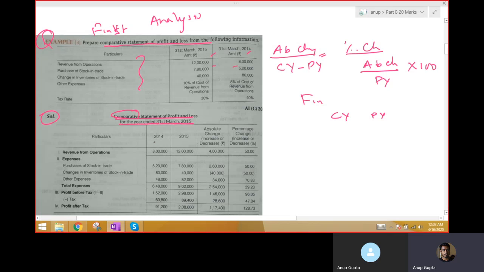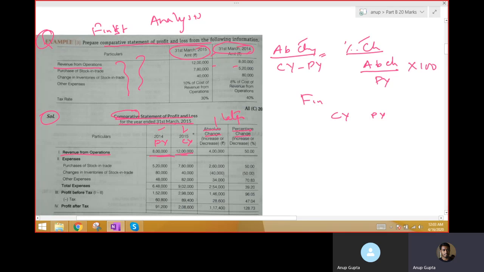So for that purpose, we record the previous year first and then the current year. We write the previous year data, 31st March 2014, first and the current year data in the next column. Then we add two more columns, like I said, absolute change and percentage change. Once the format is done, the first item is revenue from operations, which we write. There's no other income, so we don't write other income, and we close this, which means this is the total income. We'll do these two columns later.